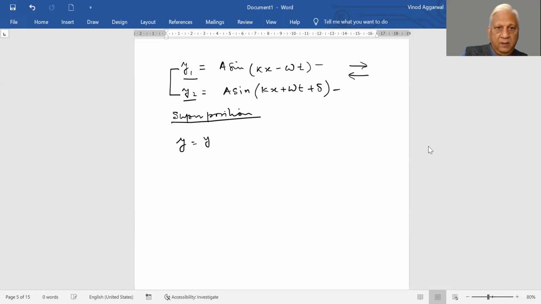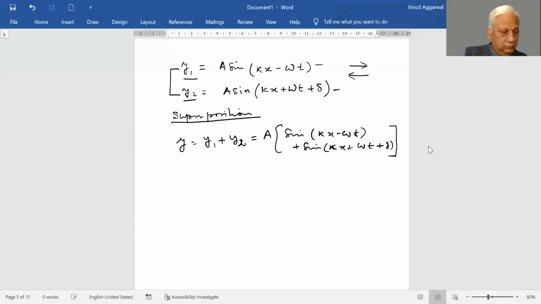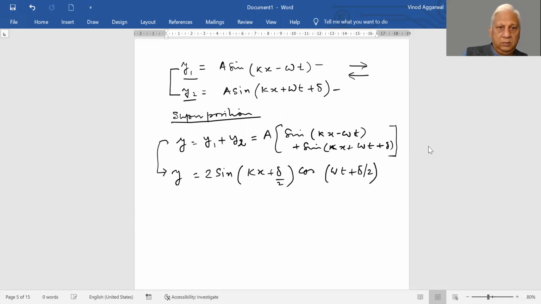So the result will be the addition of y1 plus y2, which is equal to... Now if we do some calculus, our y is... this is our simplified form.